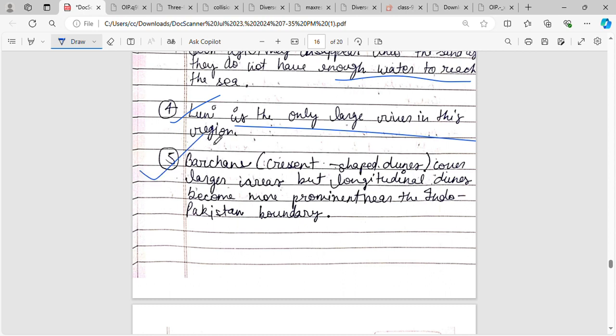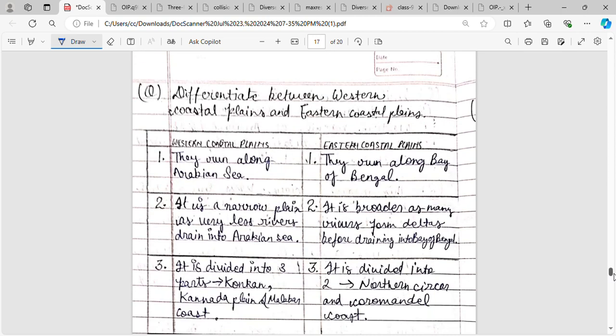Now the fifth is Barchans. Crescent shaped dunes cover the larger areas, but longitudinal dunes become more prominent near the Indo-Pakistan border. This is actually very important, that longitudinal dunes become prominent near the Indo-Pakistan border.